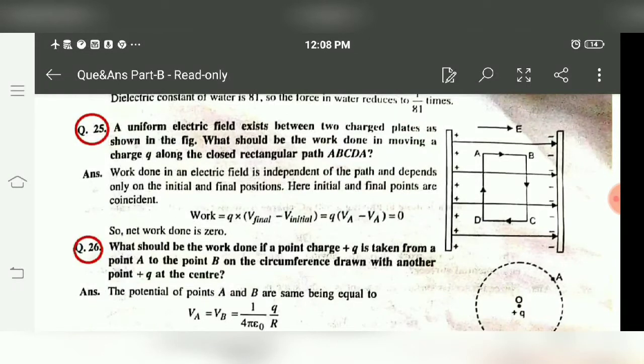This is the second PDF of the question answer. We are again continuing to discuss questions related to the different topics that we have previously covered.